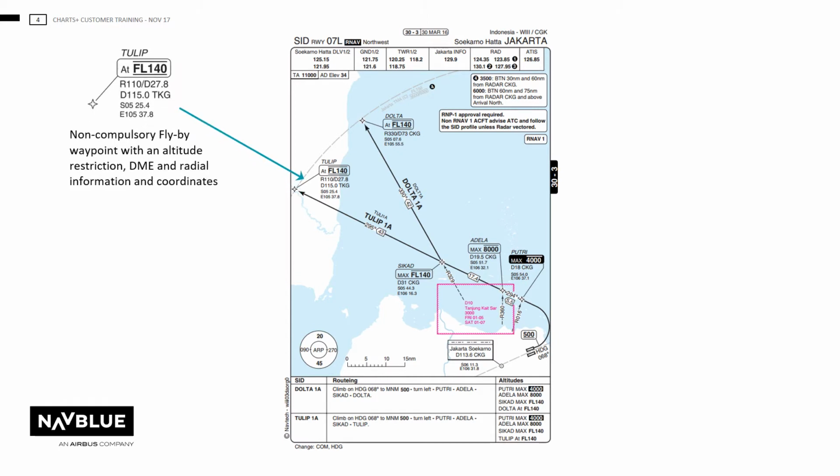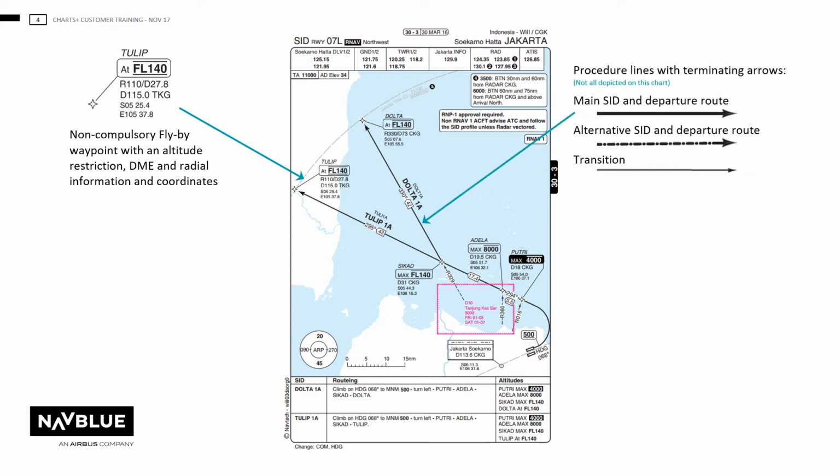A non-compulsory flyby waypoint with an altitude restriction. Note, coordinates for waypoint will be shown on all SID charts. The main procedure lines with terminating arrows. SID designators will be shown along a segment on the procedure. If available, the FMS code will also be published.